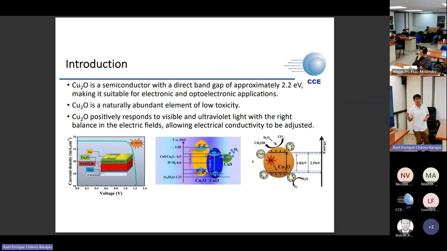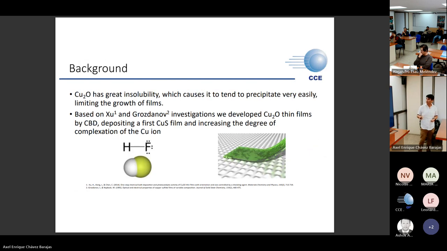This is a non-toxic material. This is an abundant material. Actually, Chile and Mexico are rich in copper, so in some way it's a fairly cheap material. When I started to work with these kinds of materials, only two groups in the whole world were working with this, at least with very good results.